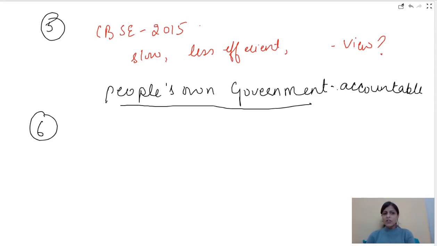And what if they ask you why democracy is a better form of government? Why do you think it is a better form of government? Of course, we'll be covering it in 3 marks also. It has been asked a lot of times.